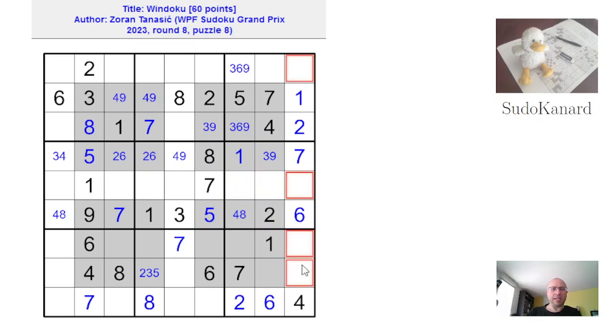This column still needs 3, 5, 8, and 9. 5 is not in here, so 5 must be somewhere in there. So those here are from 3, 8, 9. And inside this region, 5 can only be here. 8 is not here, but it must appear somewhere on the column.